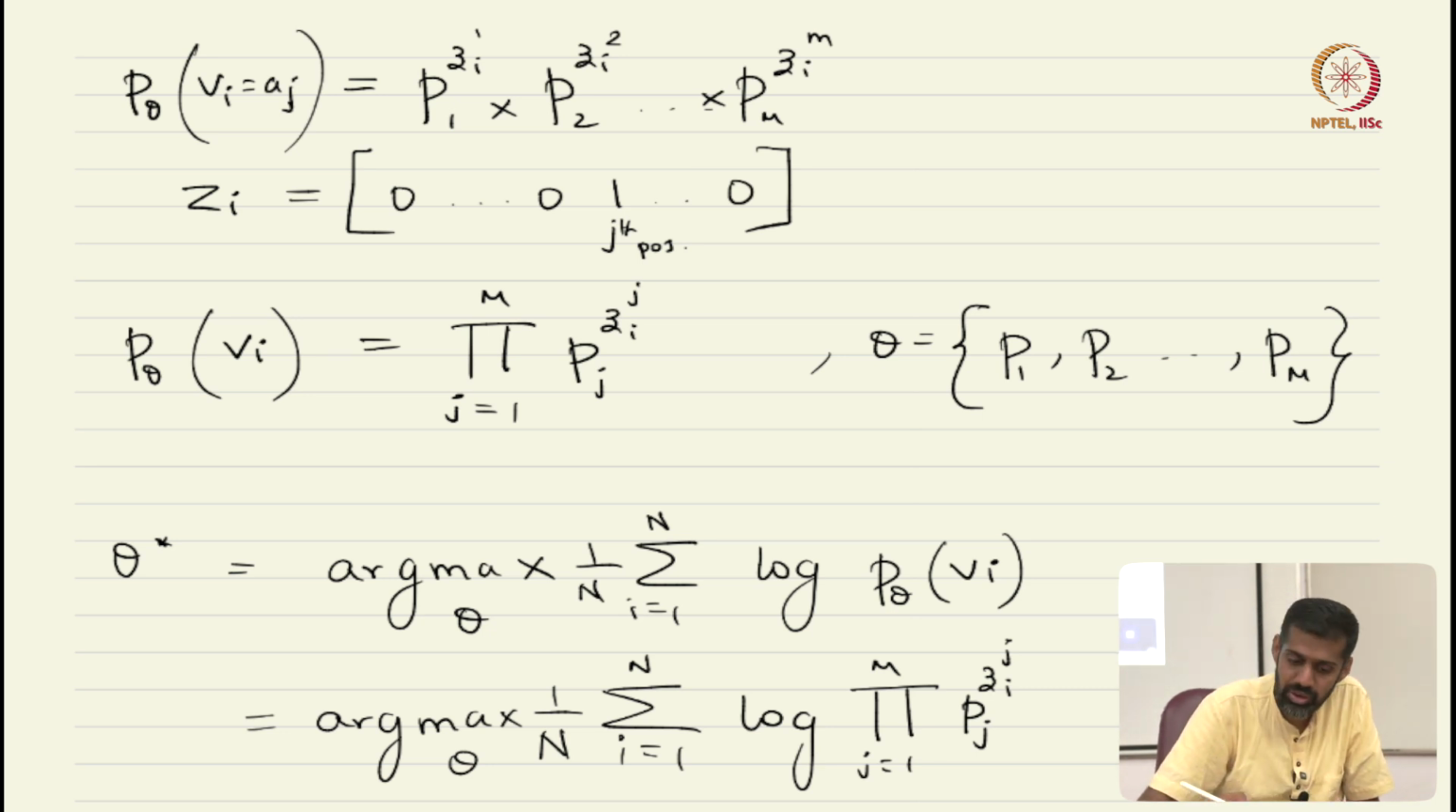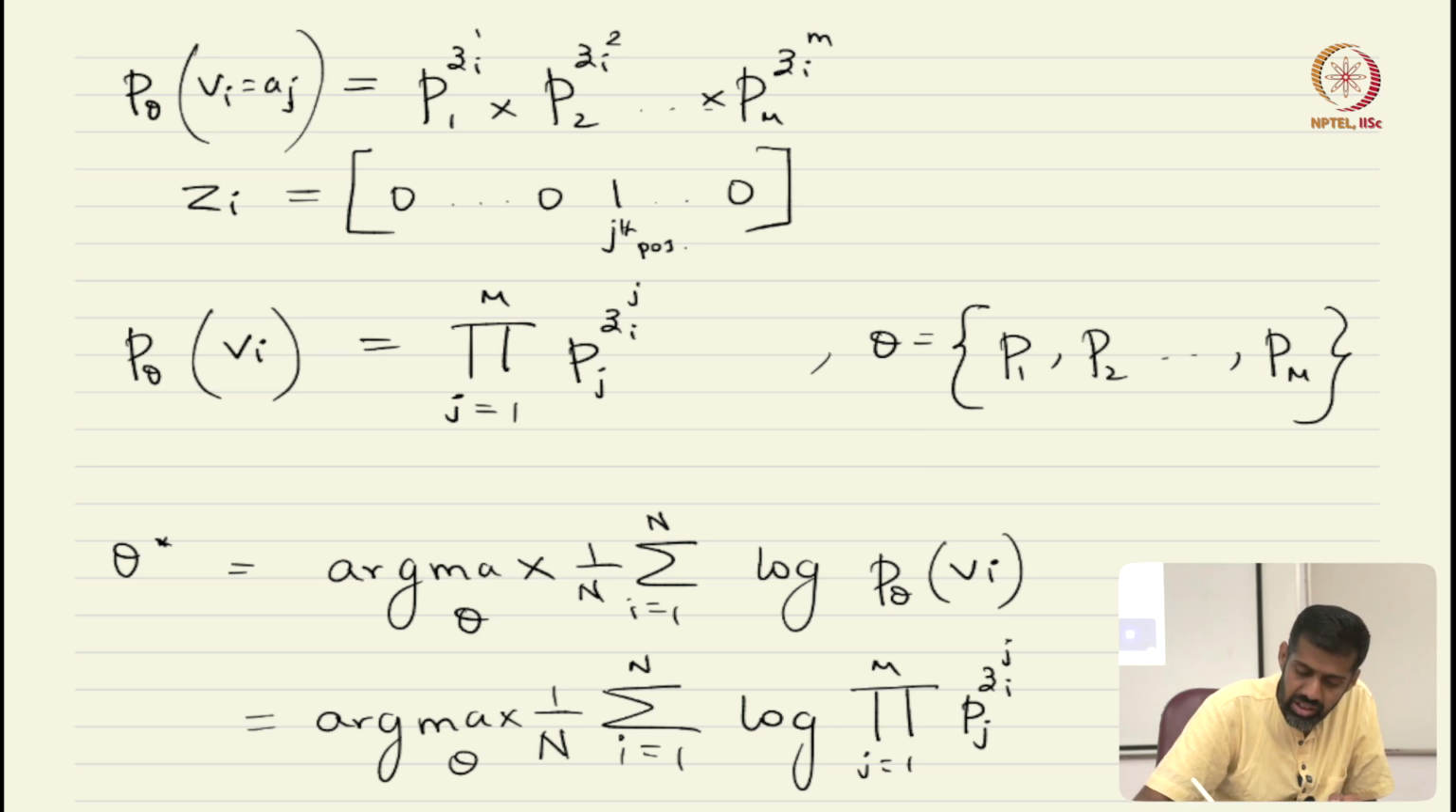So what should we do now? This is our density function. Now we have to estimate the parameters, and remember that our theta, the parameter vector that we are trying to estimate, is P1 through P2 up to Pm. It takes m values. Right. So how do we do this? We get our theta star to be the one that maximizes the log likelihood, which is equal to arg max theta.